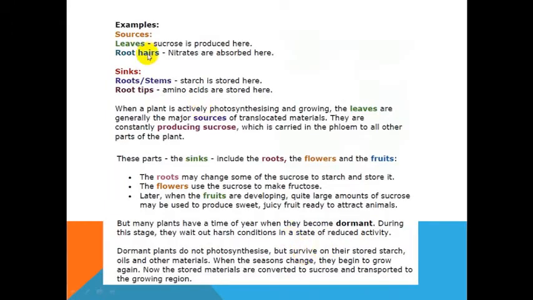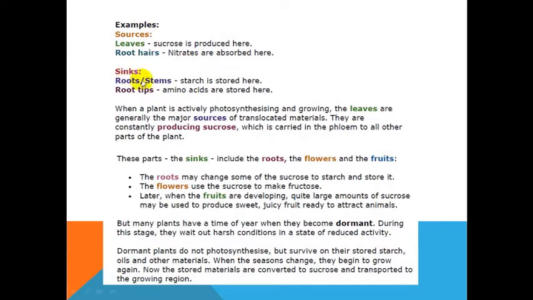Continue on, examples of sources. The leaves: sucrose is produced here. Root hairs: like I said just now, nitrates are absorbed here. Nitrates come from the fertilizer, which can be organic fertilizer found in the ground. Whenever the root cells absorb them, they will be in the form of ions, the nitrate ion. So what is the use of nitrate ion again, students? Please comment down the answers.